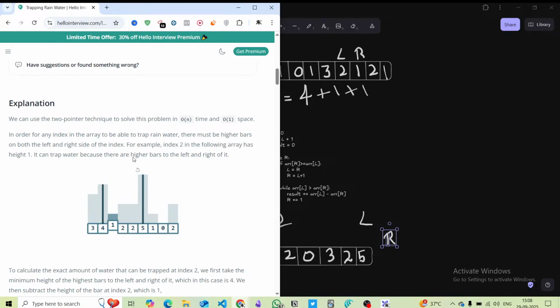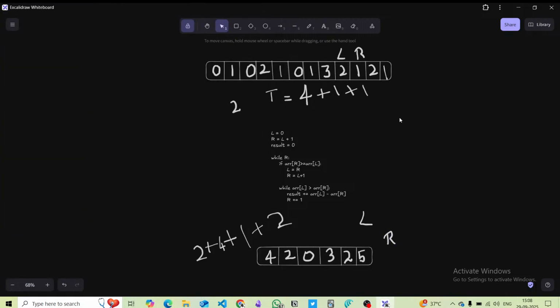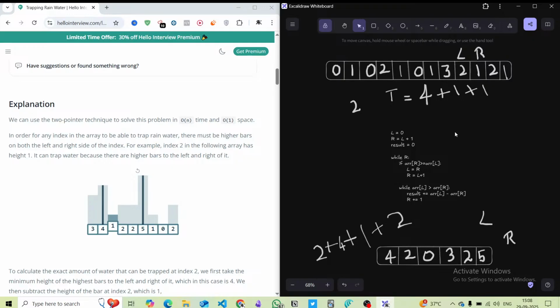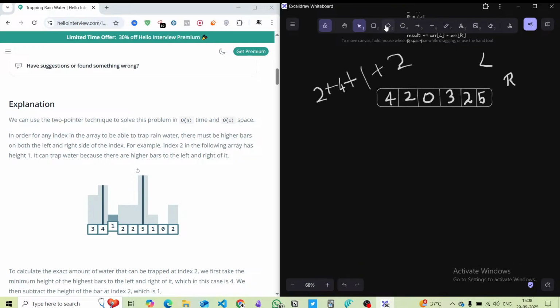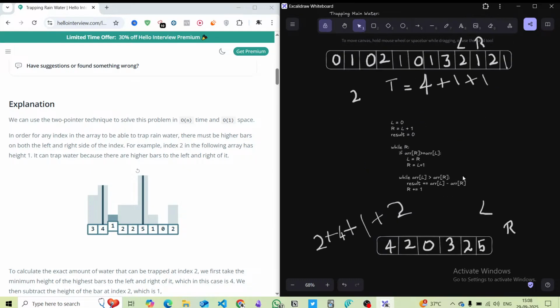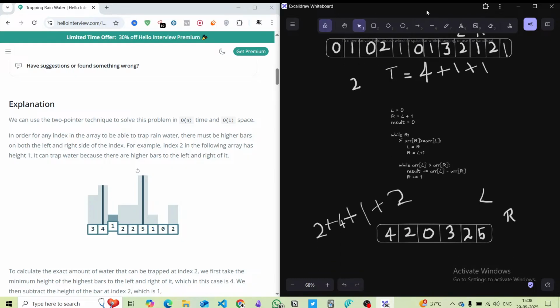First, we try to understand how they approach this problem. Here we can use the classic two-pointer technique. The time complexity they are solving it in is O(n). So, as we already said, I'll clear all this out.